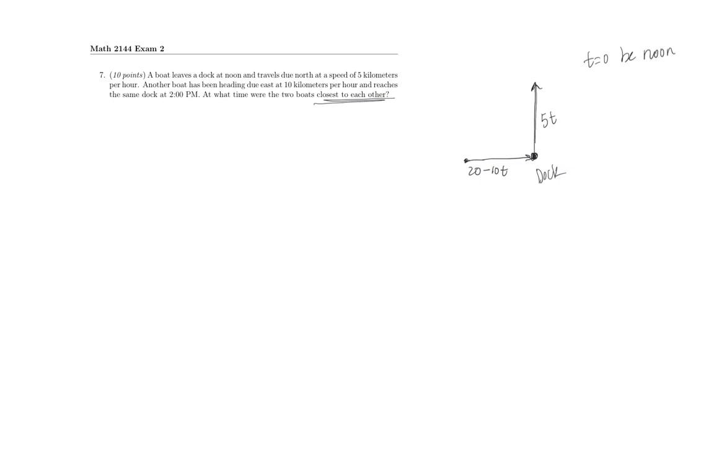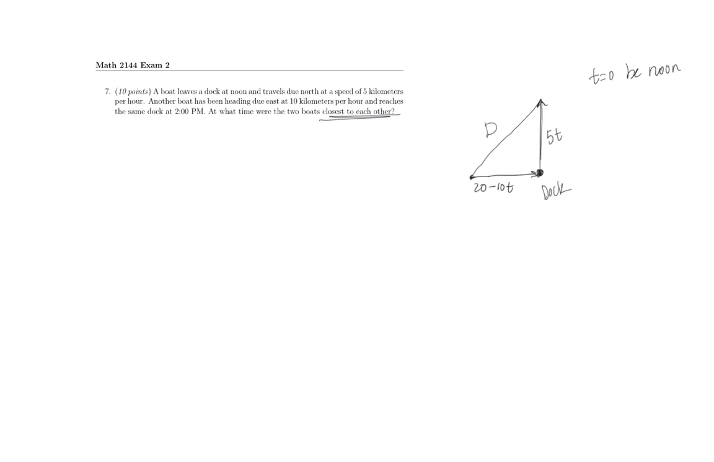And I want to find when this distance here, d, is the smallest. So I want to find when d has a minimum. So what I need is a function that gives me the value of d. So I know that d squared is going to equal (20 minus 10t) squared plus (5t) squared.